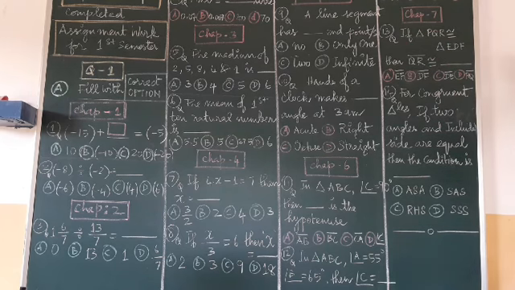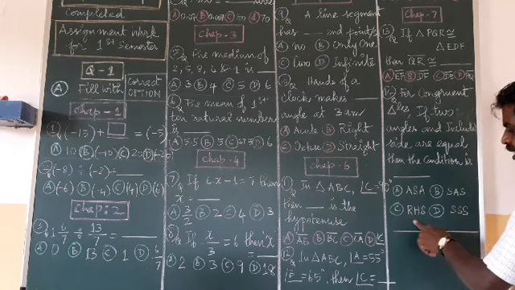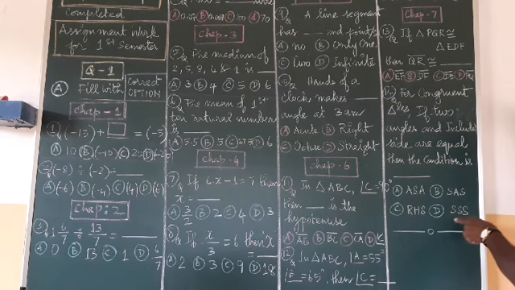Then the 14th question. For congruent triangles, if two angles and the included side are equal, then the condition is dash. Which congruence condition is matching? Two angles and the included side? A option, ASA; B option, SAS; C option, RHS; D option, SSS. Which option is correct? You have to write it.